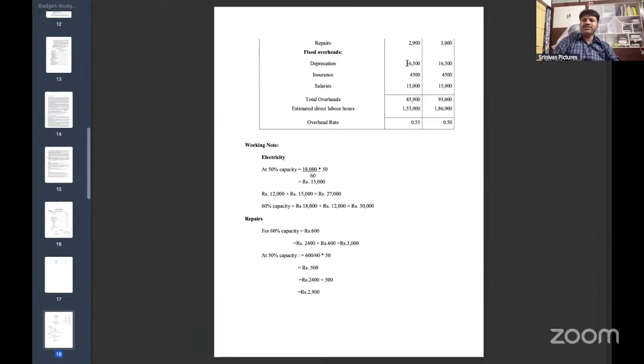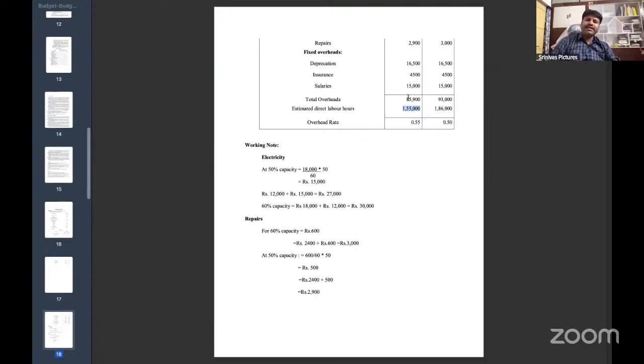So fixed variable overheads, depreciation for 50,000 capacity or 60,000 capacities will not change. Same. Insurance also same. And salaries also same. Total overheads, this is the 85,900 is the 50%, 93,000 is the 60%. Estimated direct labor hours 1,55,000 hours for the 50% and 1,86,000 for that.